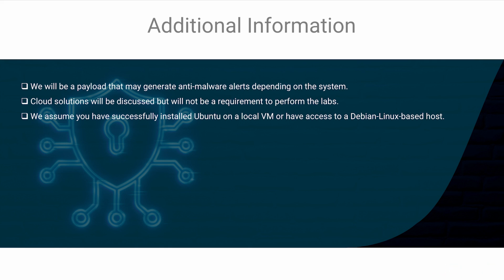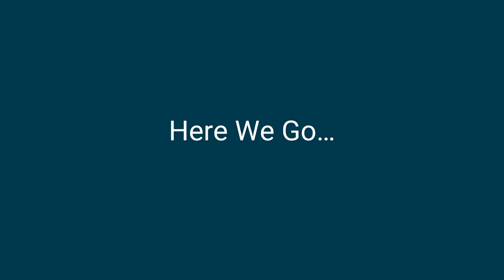We'll also discuss a little bit about cloud solutions and how you deploy a little bit differently based on our sensors and intrusion prevention engines, as well as our architecture, but you will not need cloud or cloud accounts for this lab. We also assume that you'll be able to install Ubuntu successfully on a local virtual machine or have access to a Debian Linux-based host. Any Linux-based host will do, but these two are the recommended flavors and distributions because of the file formats and the packages available for you. With that, let's go ahead and get started into our first section.